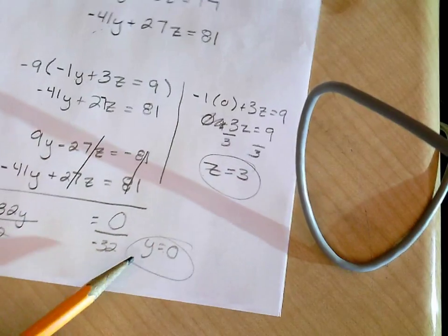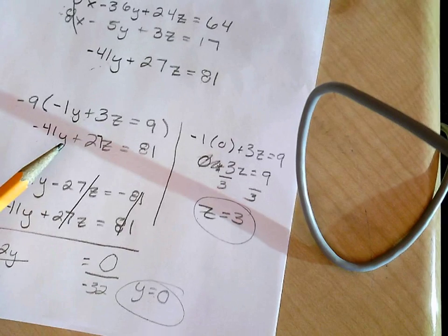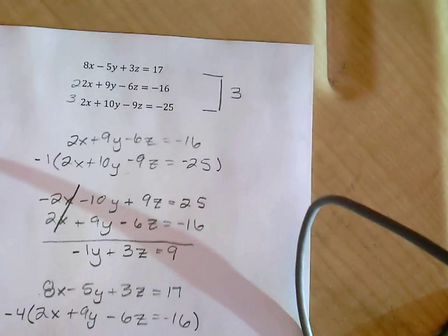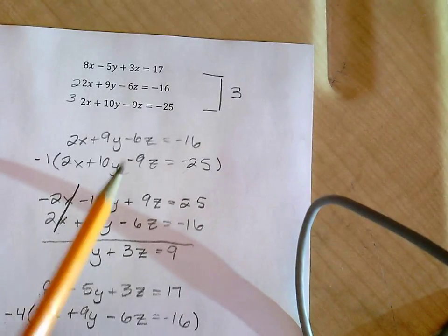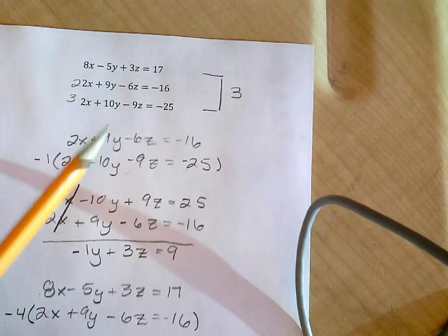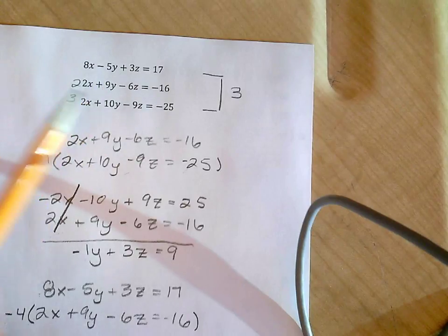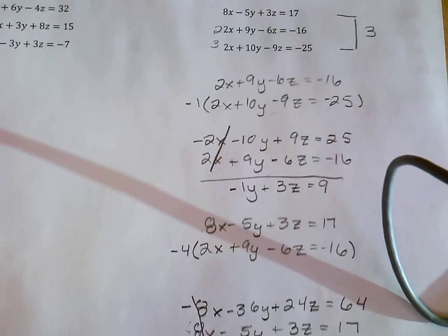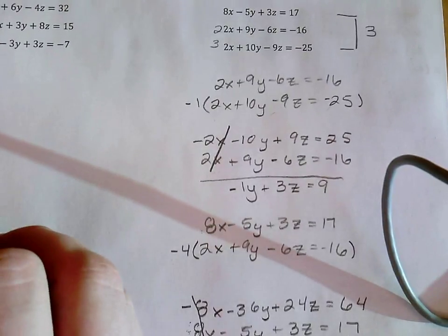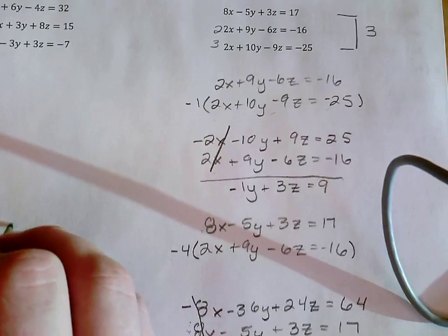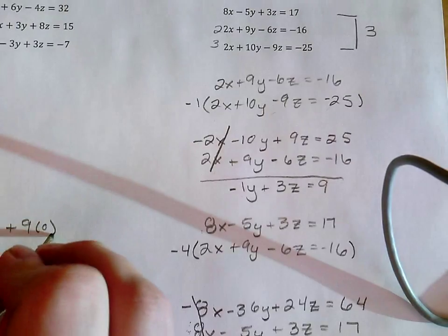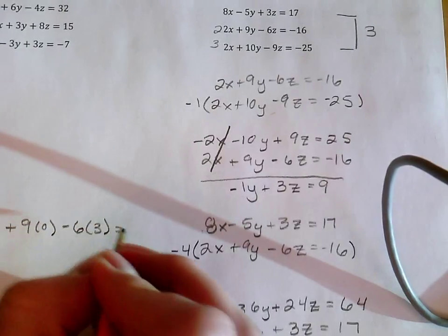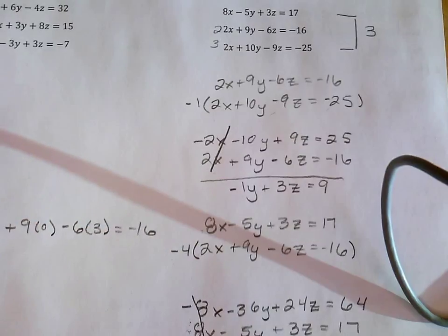So the last step is I need to go from my 2 variables to my 3 variables. So we're working back up to the top. Now I have 2 of these 3 variables. I'm going to pick one of these equations. You know what? I'm going to do this second one right here. No reason why. It doesn't really matter which. And I'm going to write 2x, since I don't know x, plus 9 times 0 minus 6 times 3 equals negative 16.